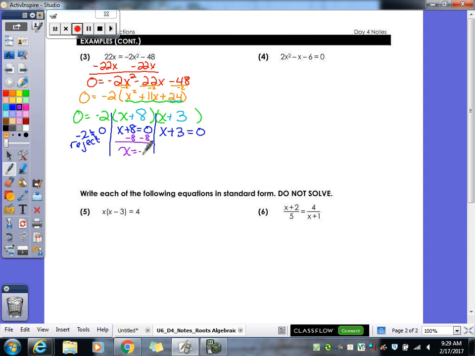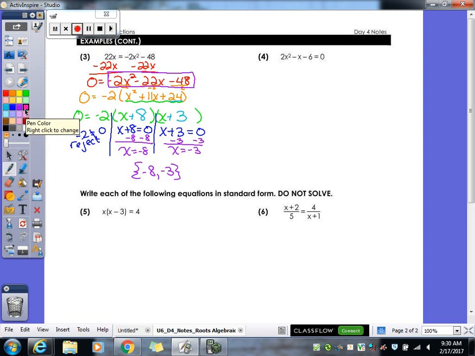So I get x equals -8. And x equals -3. So again, I want you to go and check your answers. Plug it into your calculator. You're plugging in this one back here when it was in standard form. Your -2x squared minus 22x minus 48.